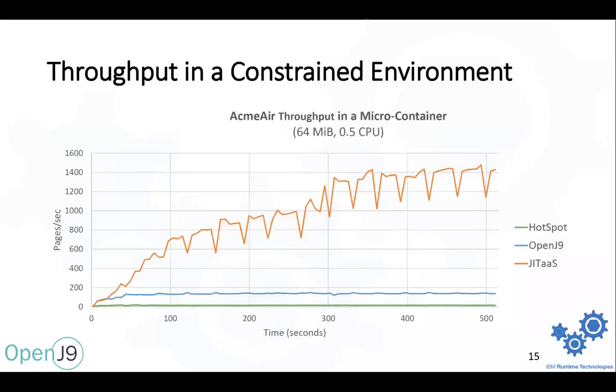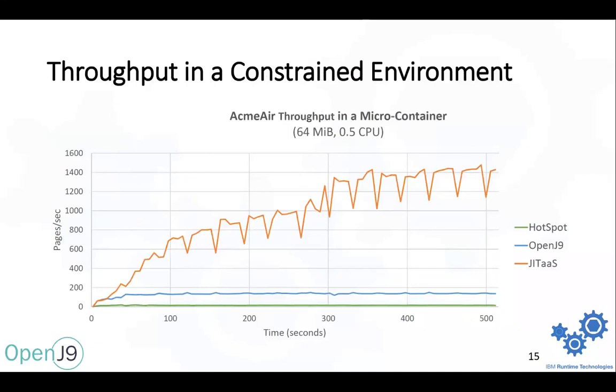Okay. Finally, we'll get to a chart of the most interesting scenario. This is throughput in a very constrained container. This container has 64 megabytes of memory available to it and half of a CPU. And essentially, we can see that OpenJ9 or the conventional JIT manages a very flat throughput. It doesn't have any ramp up at all.